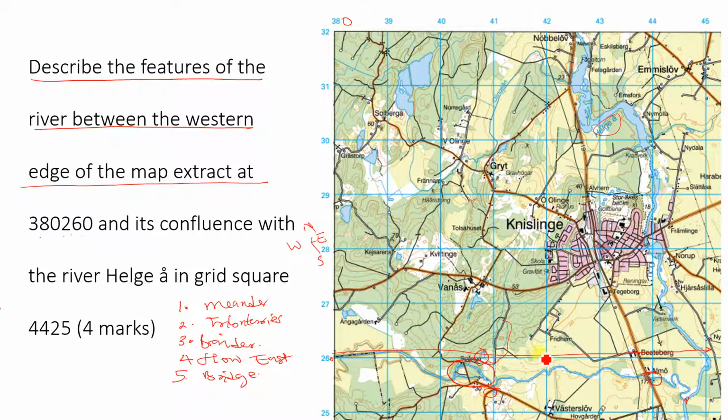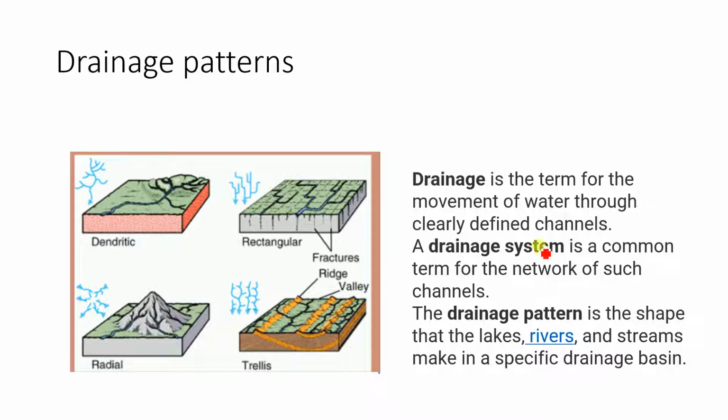Okay, so the next question here is drainage pattern. They might ask you to describe the drainage pattern of a river. Now, these are the drainage patterns. You should know the name of a drainage pattern. So drainage is the term for movement of water through clearly defined channels. So the way water moves through channels, that's drainage. Now we have these four. There are more than this, but at IGCSE you can't get more than these four in an answer.